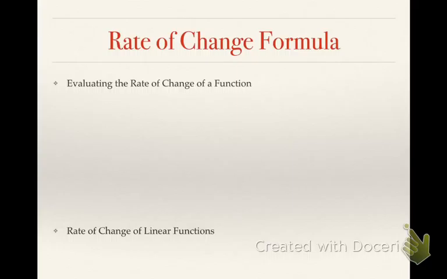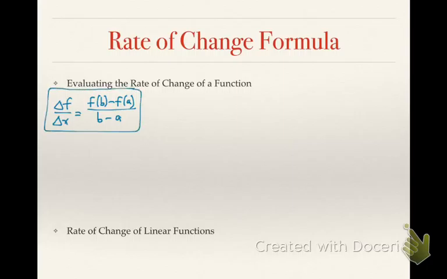Let's look at the rate of change formula. Again, we have the formula: delta f over delta x, the change in f over the change in x, is going to be f of b minus f of a over b minus a. So we already wrote that formula down.